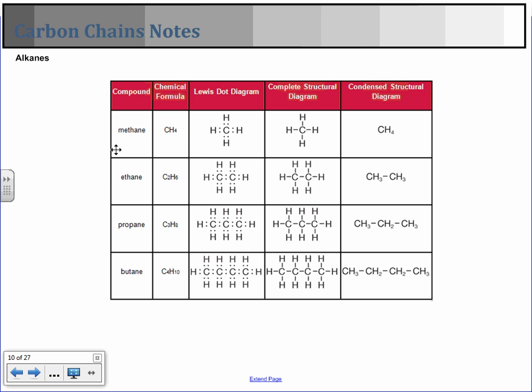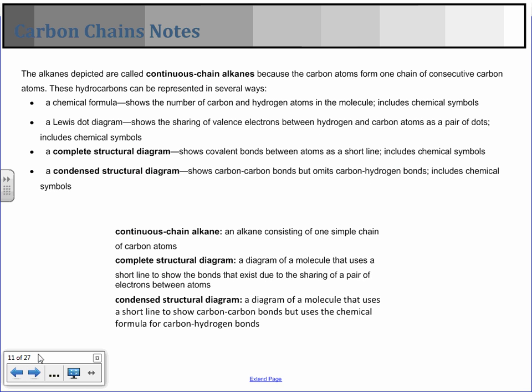So alkanes, here we have a bunch of examples and how they go together. This is actually in your booklet, so take some time to look and understand how these are all related. So the alkanes depicted are continuous chain alkanes because the carbon atoms form one chain of consecutive carbon atoms. These hydrocarbons can be represented in several ways.